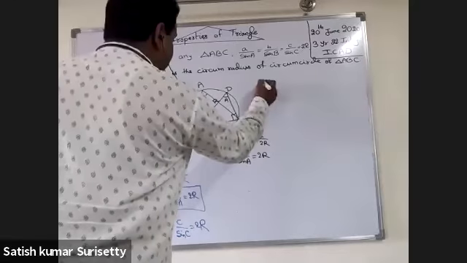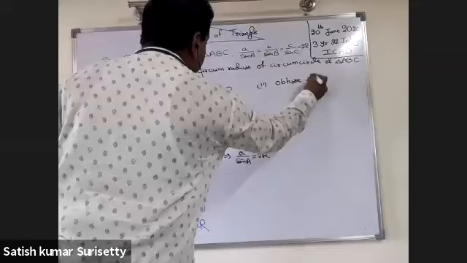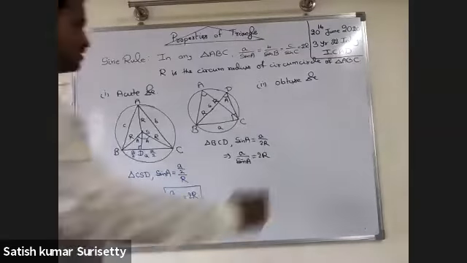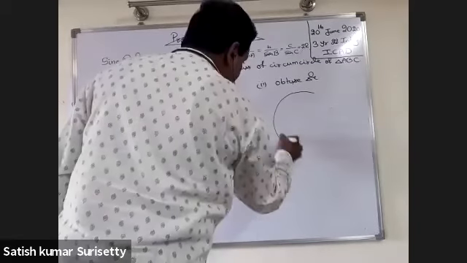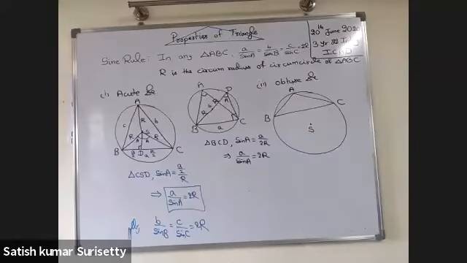Second case, obtuse triangle. Now, for obtuse triangle, where will be the circumcenter? Outside the triangle. So when you are drawing the figure, draw the figure in such a way that circumcenter will be outside the triangle.